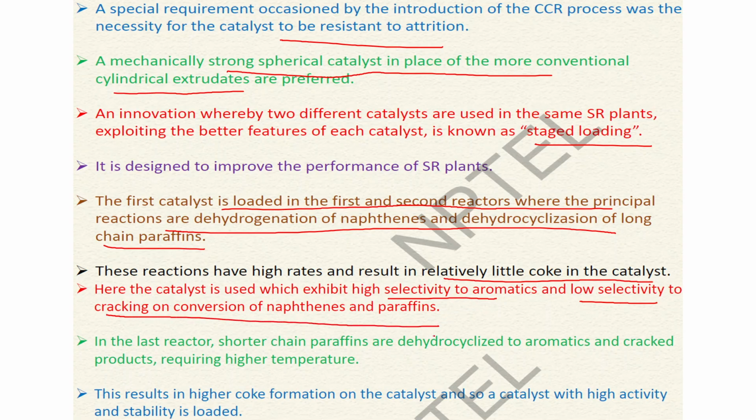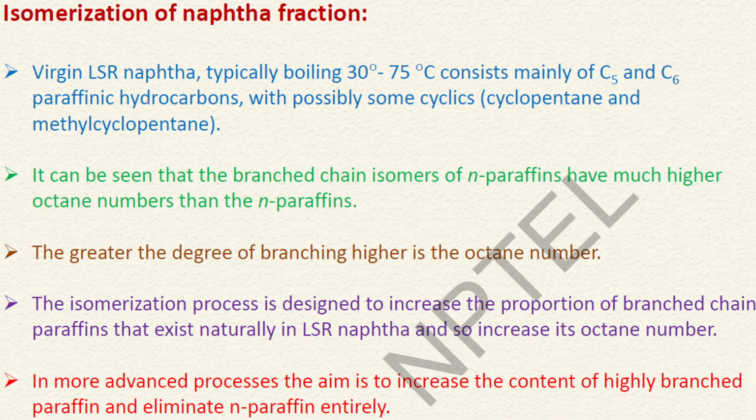Such a catalyst is used in the first two reactors, whereas in the last reactor, short chain paraffins are dehydrocyclized to aromatics, and cracked products form, which require higher temperature. Higher temperature results in higher coke formation on the catalyst, and so a catalyst with high activity and stability is required. Okay, coming on to the isomerization of naphtha fraction.